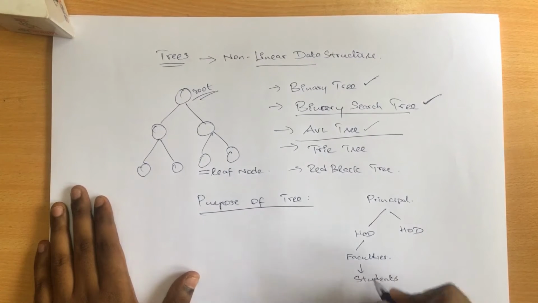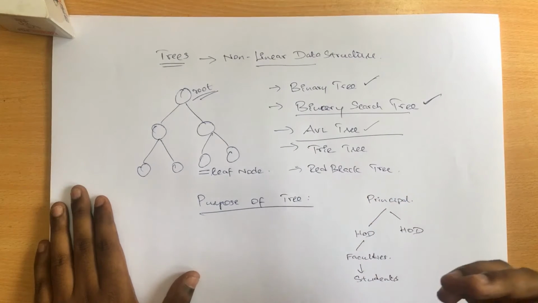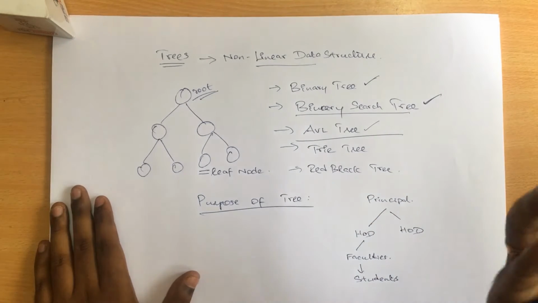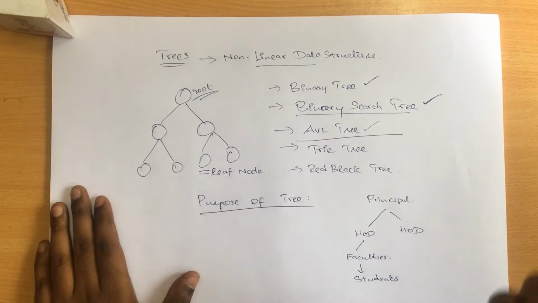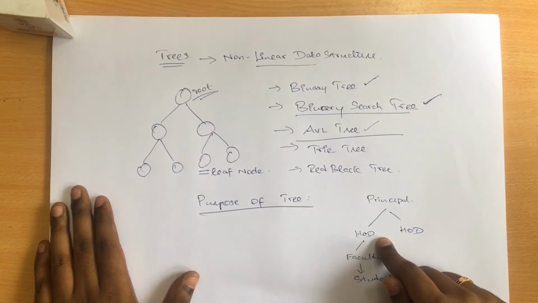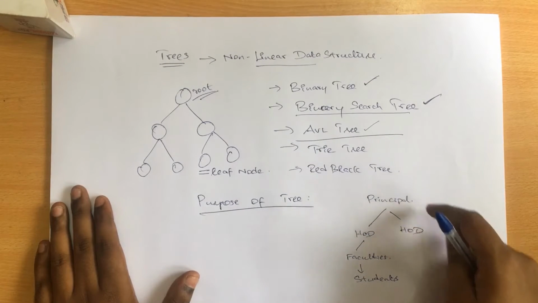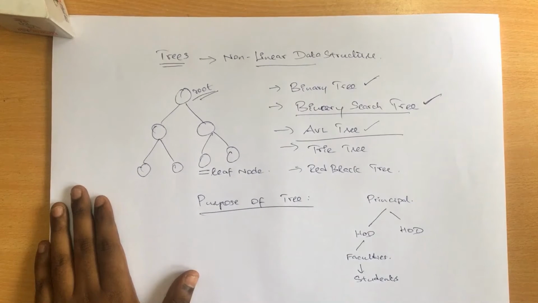No student can directly go and contact the principal unless he or she has committed some mistake. If a student wants to raise something regarding academics or whatever it might be, he can directly contact the faculty. The faculty will communicate with the HOD, and the HOD will communicate with the principal. So this is how the entire tree structure works.